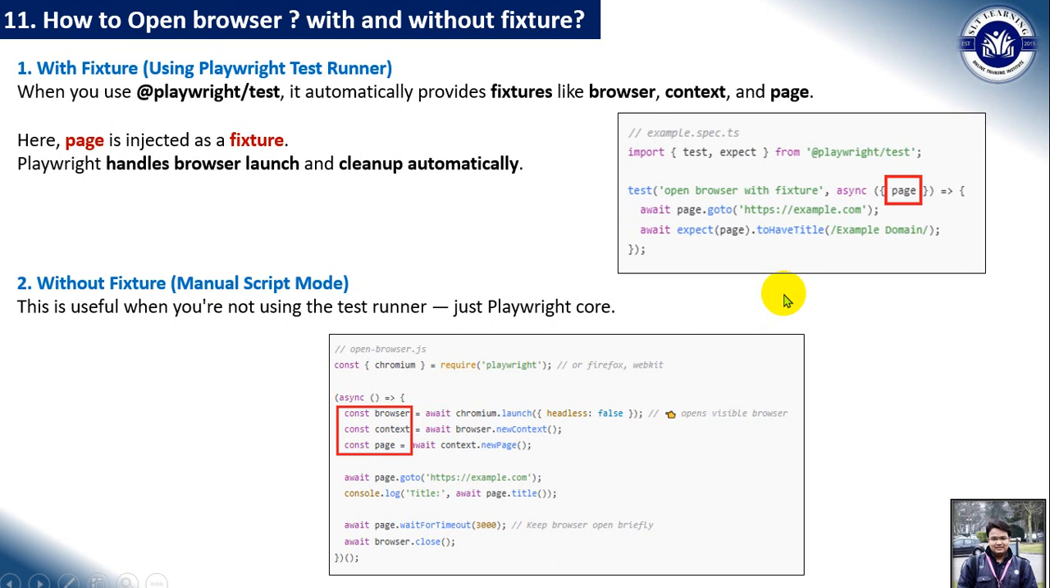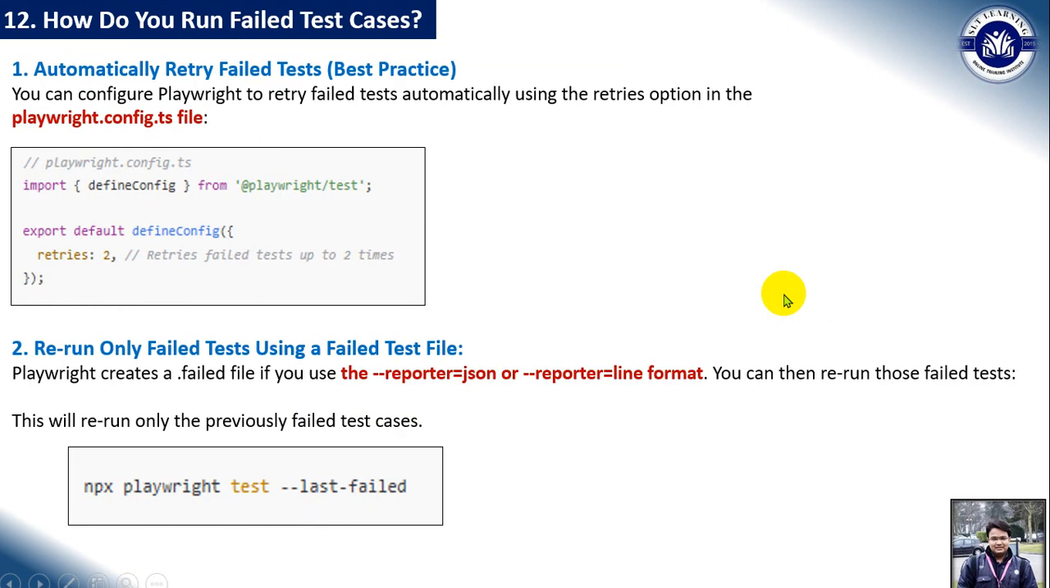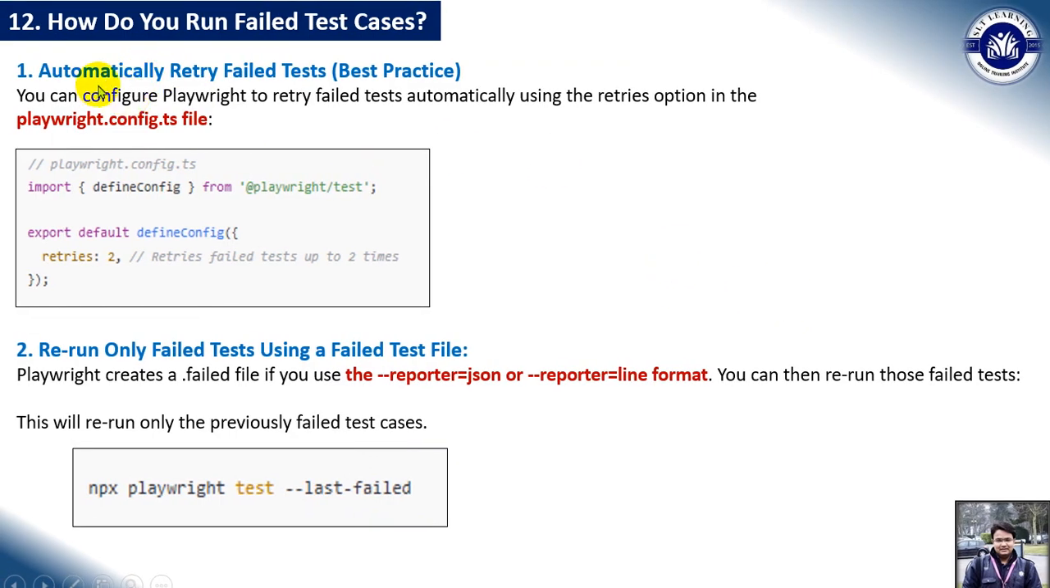So let's go to the next question. How do you run the failed test cases? In Selenium we have TestNG, where we use an annotation and a listener to run the failed test cases. In the same way in Playwright, we can automatically rerun the failed test cases by setting retries equal to 2 in our playwright.config.ts. That means whenever a test case fails, it will run 2 more times.